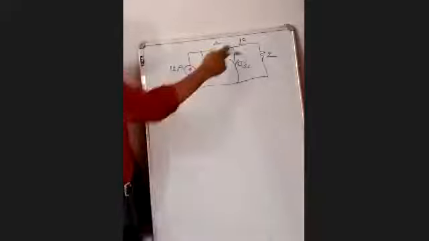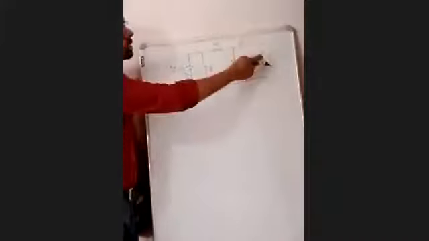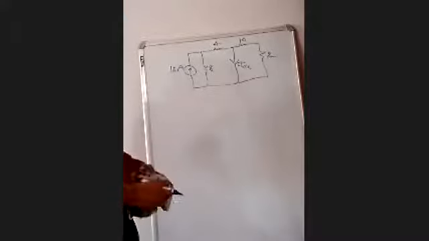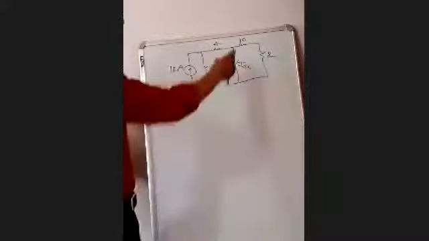I have short circuited. Now, are this 10 and 2 in series or parallel? Parallel, sir. See properly, this is only one branch. If the current is dividing, they will be in parallel. But 10 and 2 are only one branch.